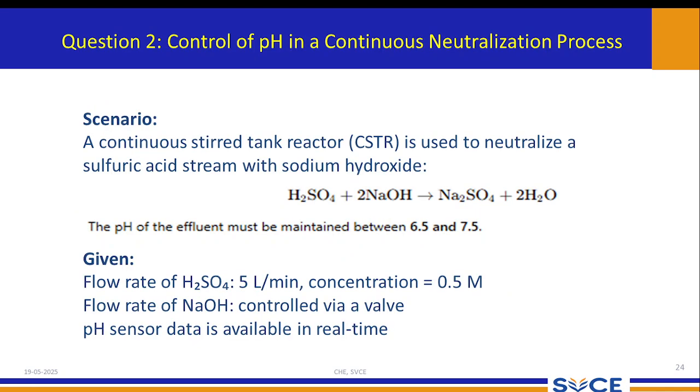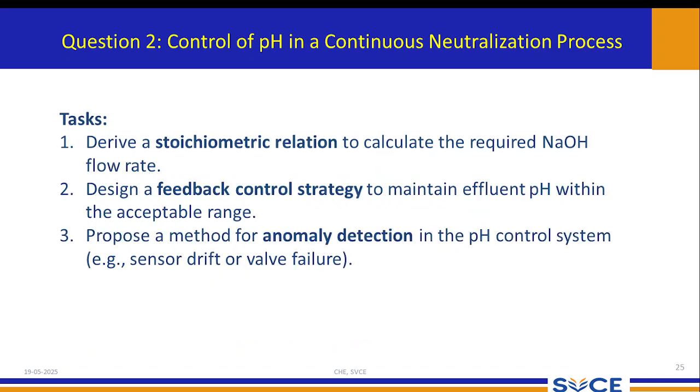Coming to the second question, control of pH in a continuous neutralization process, when sulfuric acid reacts with sodium hydroxide to give sodium sulfate, it is a neutralization process. During this process the pH is supposed to be between 6.5 and 7.5. If there is any variation, why this variation occurs needs to be found out. What is the task, and how to carry this out?